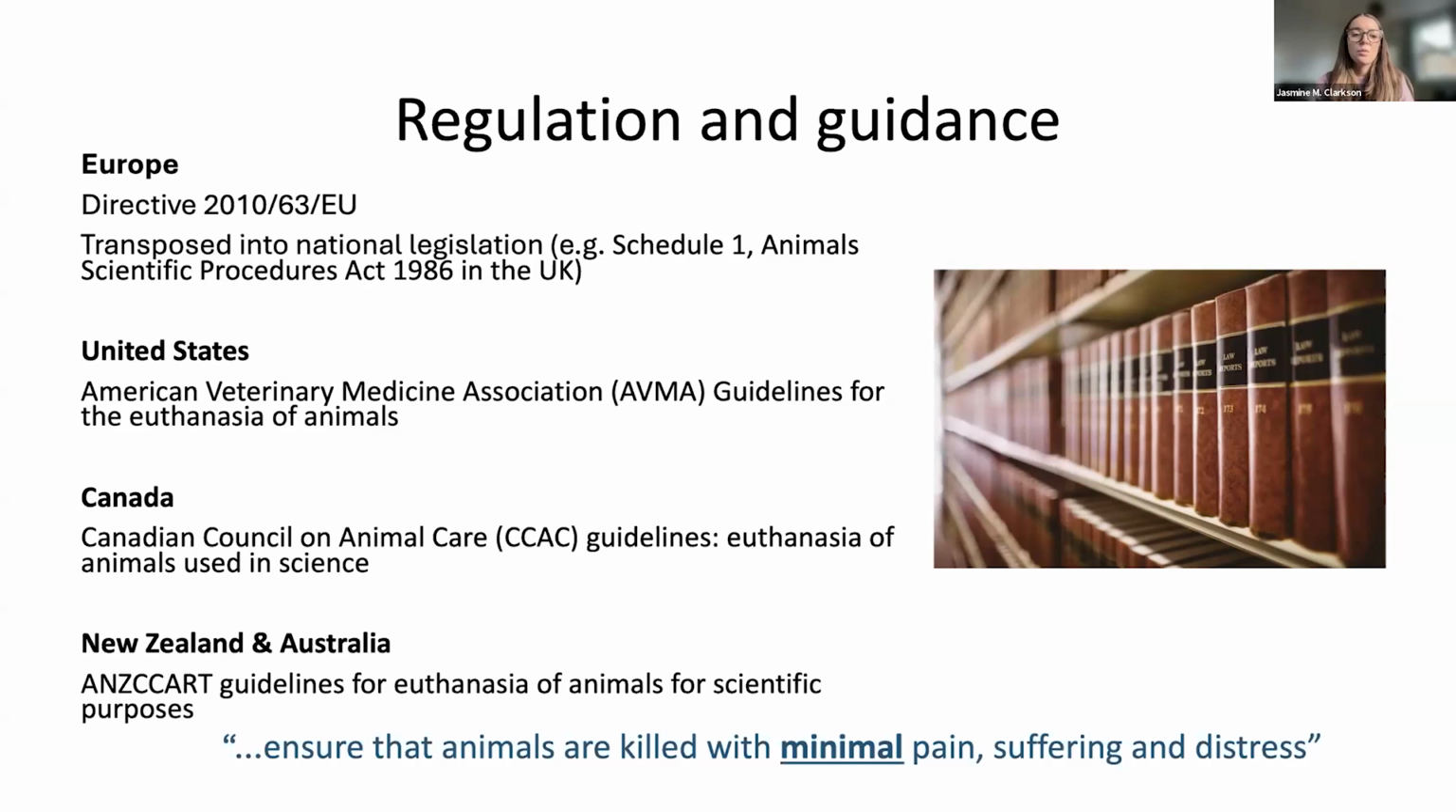In the US, you obviously have the AVMA guidelines for the euthanasia of animals. Similarly in Canada, we've got the CCAC guidelines, and we also have similar guidelines in countries such as New Zealand and Australia. However, despite having different regulation and guidance, one of the shared aims is that they all share the vision of ensuring that animals are killed with minimal pain, suffering, and distress.